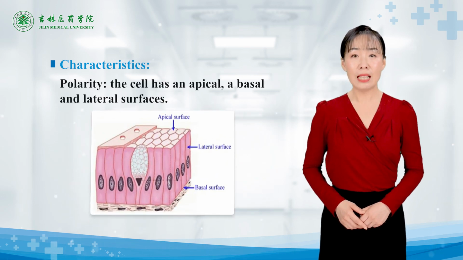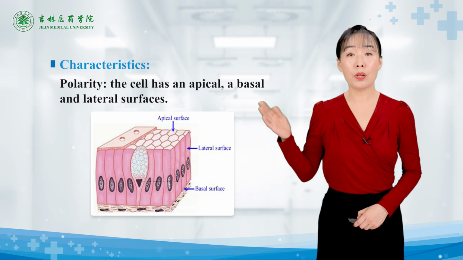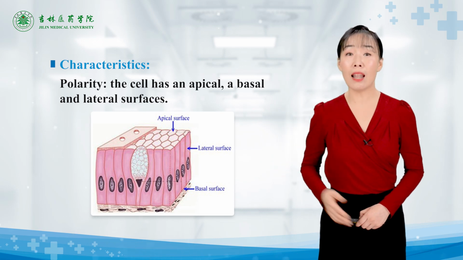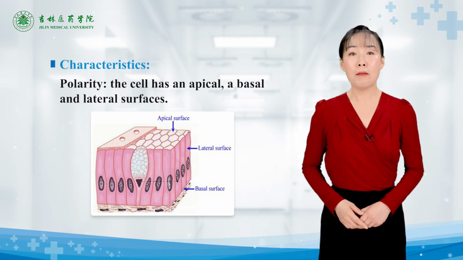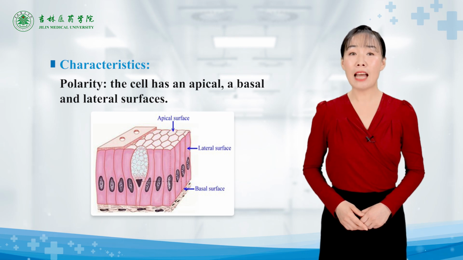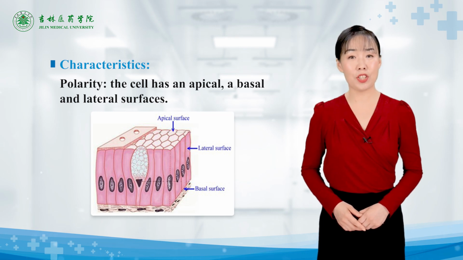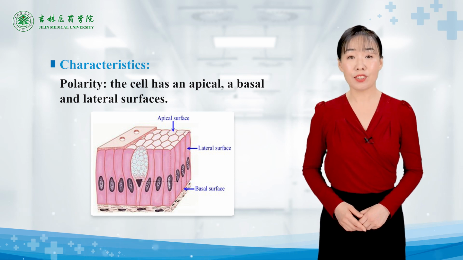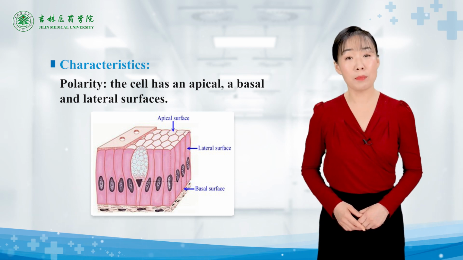Polarity. The cell has an apical, a basal, and a lateral surface. Between the epithelium and the underlying connective tissue is an extracellular collagenous layer termed the basement membrane.